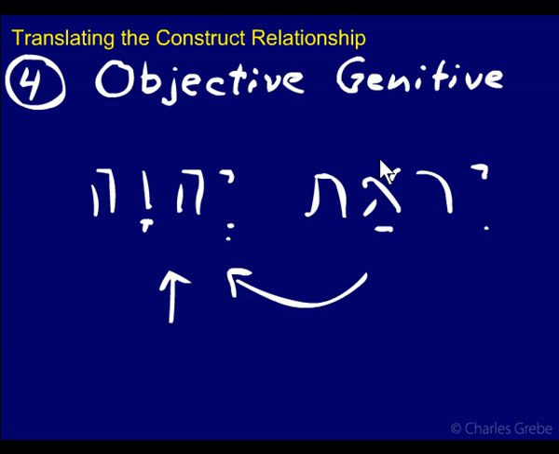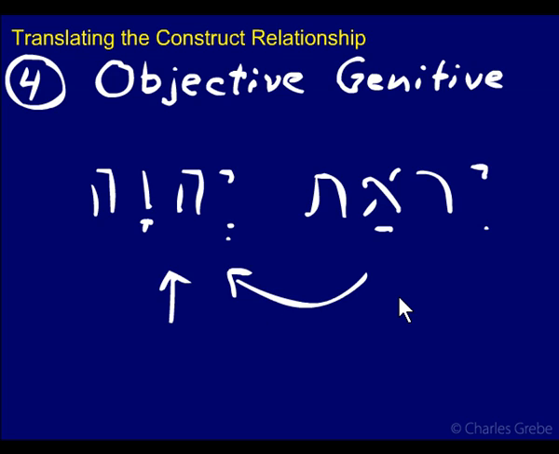See, in the previous one we had loyal love here, the love of God. And what we're talking about is God doing the loving. In this case, it's not God doing the fearing, it's other people who are fearing God, fearing the Lord. So objective genitive, the genitive is the object. Subjective genitive, the genitive is the subject.